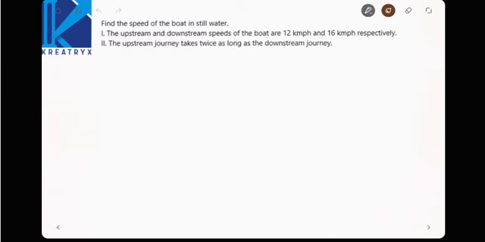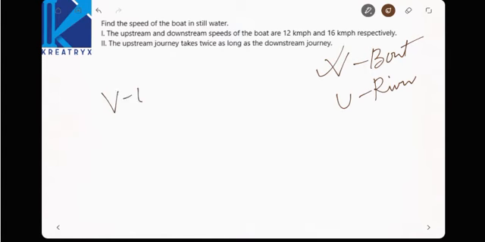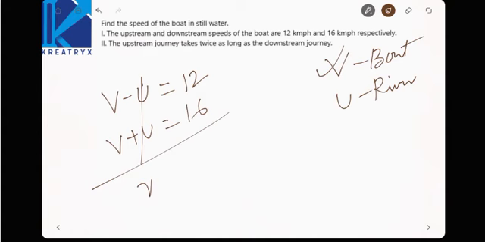Find the speed of the boat in still river. Let us consider boat speed as v, river speed as u. Now can you find out the speed of the boat in still river, is the question asked. The upstream is nothing but v minus u, which is 12, and v plus u, downstream, is nothing but 16. Upon simplification, can we get this? This is 2v equals 28, and v is 14. We can get the answer from the first statement.